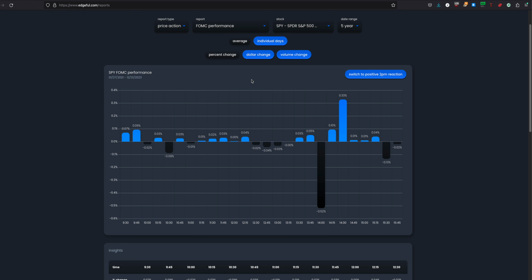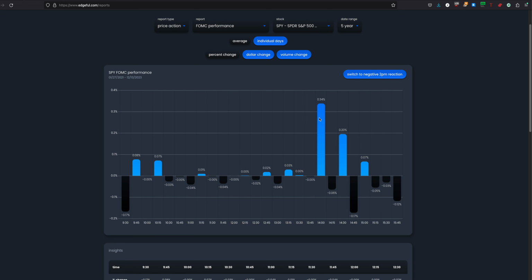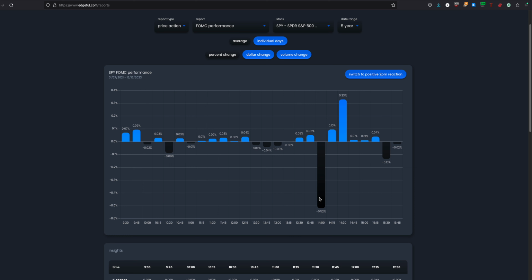And as you can see here on SPY, going back 2 years, when the initial reaction to the FOMC announcement, so that 11 a.m. Pacific or 2 p.m. Eastern announcement, is negative, what tends to happen is a half hour later, when Jay Powell starts talking, we get a nice bounce back. Okay? So I was just sitting back waiting to see what the initial move would be. You can flip this and see what happens when it's a positive initial reaction, right? But we got a negative one today. So that's what I cared about.